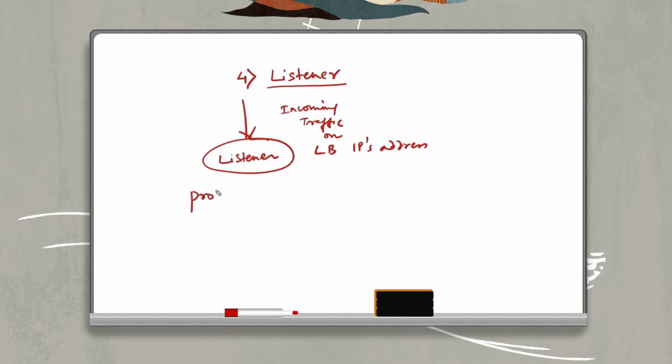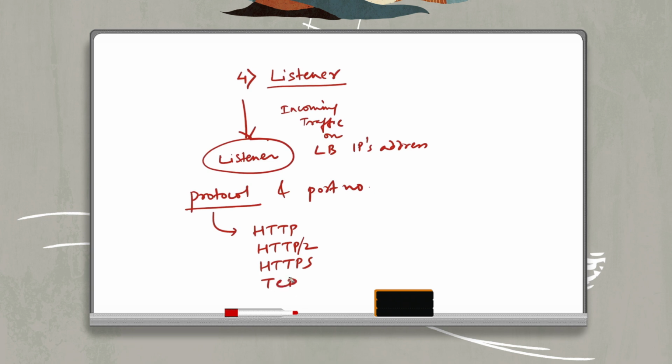We provide protocol and port number: HTTP, HTTP2, HTTPS, and TCP. So listener checks for incoming traffic on the load balancer's IP address. And in case you are handling these traffic types, you need to configure at least one listener per traffic type.